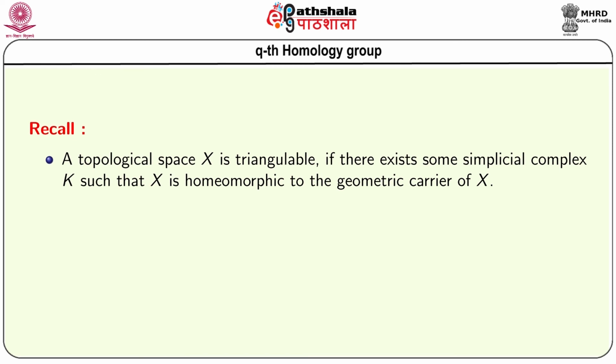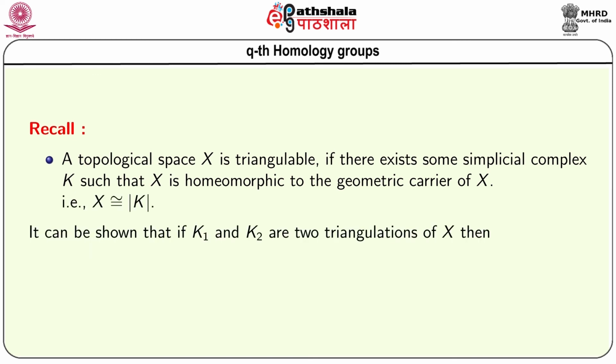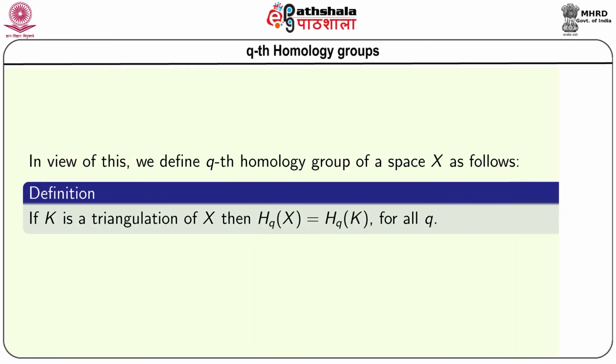Now, we recall certain facts: a topological space X is triangulable if there exists some simplicial complex K such that X is homeomorphic to the geometric carrier of K, that is, X is homeomorphic to |K|. It can be shown that if K1 and K2 are two triangulations of X, then H_q(K1) is isomorphic to H_q(K2) for each q as groups. In view of this, we define the qth homology group of a space X as the following. If K is a triangulation of X, then H_q(X) is defined to be equal to H_q(K) for all q.